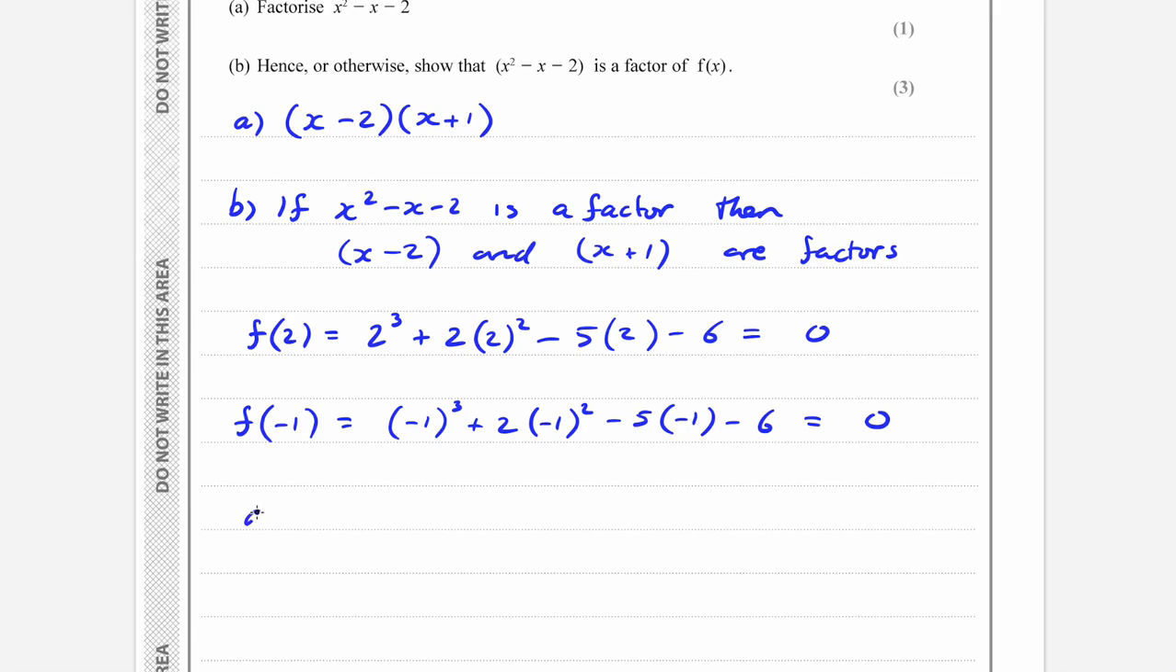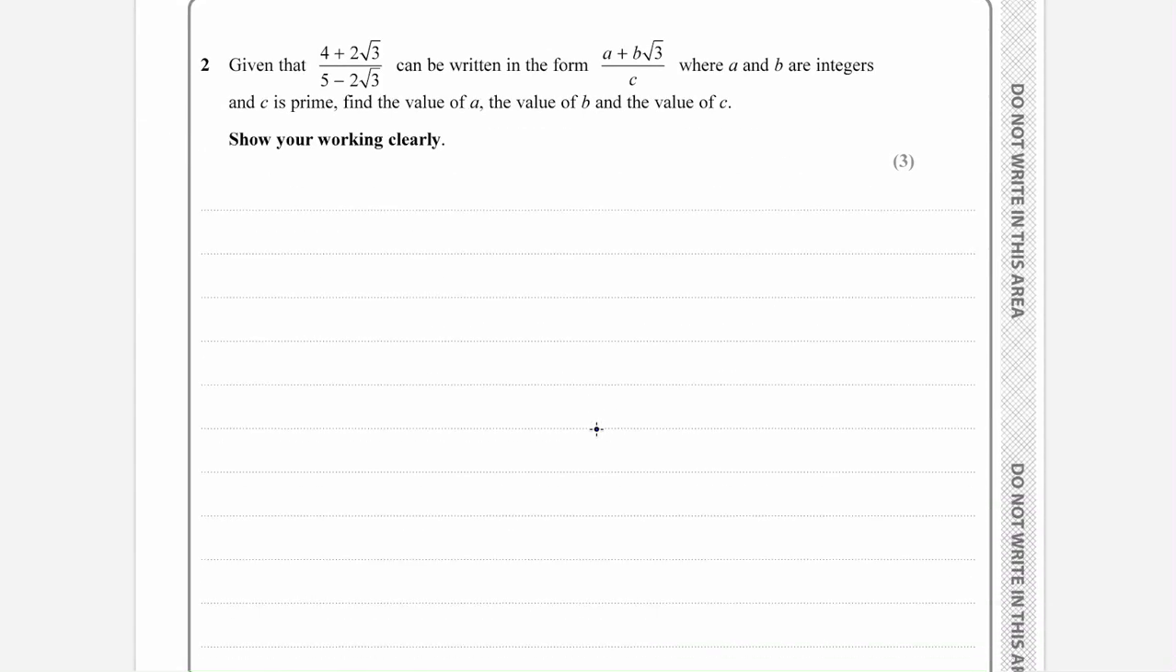So I'll just write as f of 2 equals f of minus 1 equals 0. They are factors. And remember, we said if this is a factor, then these are factors. So if these are factors, this is a factor. Okay, that is question 1 done.